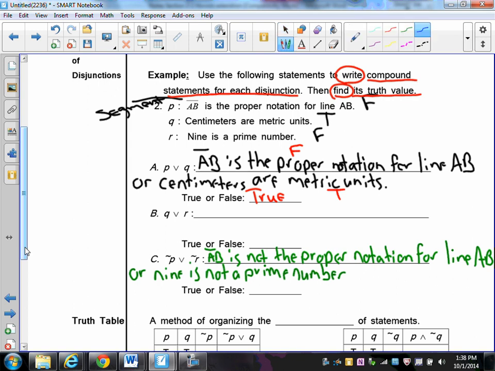So we have here, we have not P, which is true, and we have not R, which is true. So when we have true or true, that's going to come out as true, because if both are true, that means at least one is true. You can try B on your own for additional practice.